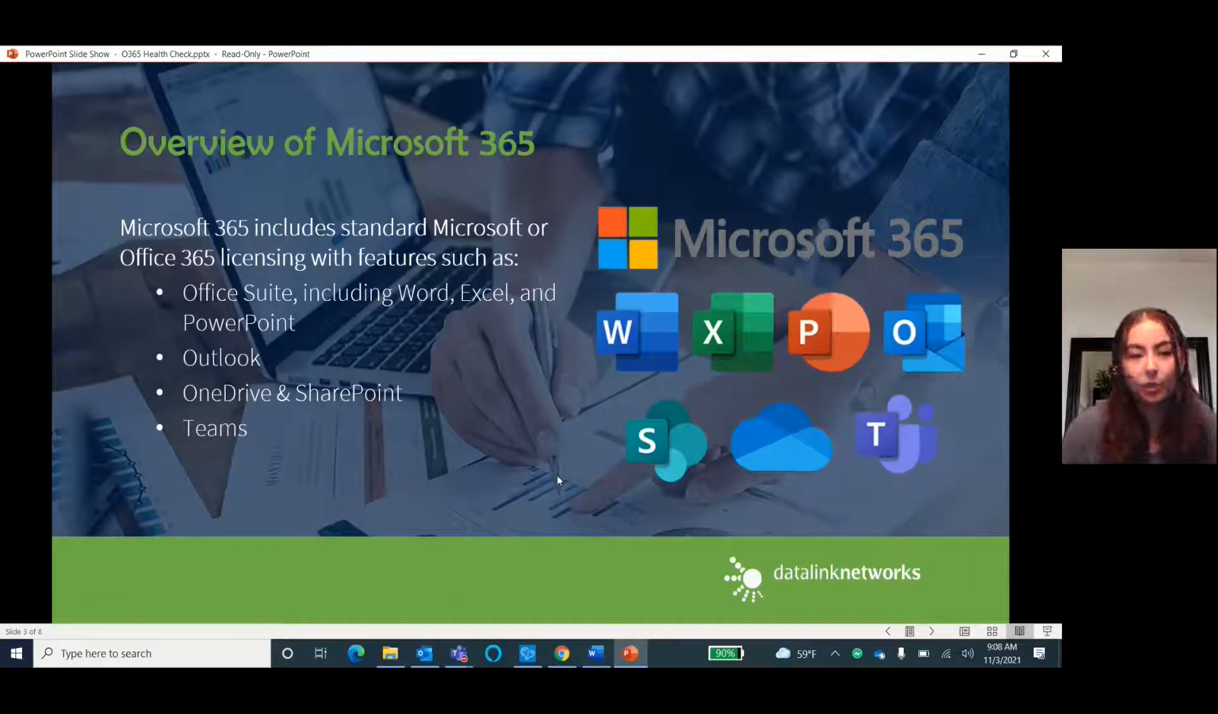So when we're talking about optimizing your Microsoft 365, it's important to define what that is. Microsoft 365 includes the standard Microsoft or Office 365 licensing with features such as your Office suite. That's going to include Word, Excel, PowerPoint, Outlook, OneDrive and SharePoint, and Teams. This is also going to include your security applications, so Intune, Defender for Endpoint, Defender for Office 365. If you utilize Compliance Manager, that's part of your Microsoft tenant, as well as any security settings that are in there. So if you enforce strong password policies, if MFA is enabled, things along those lines as well.